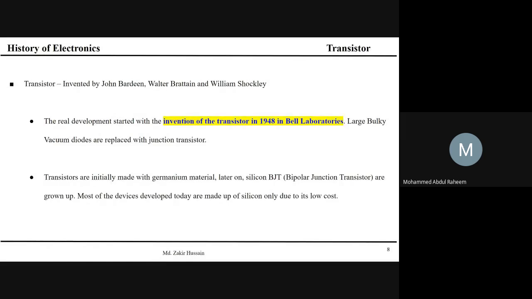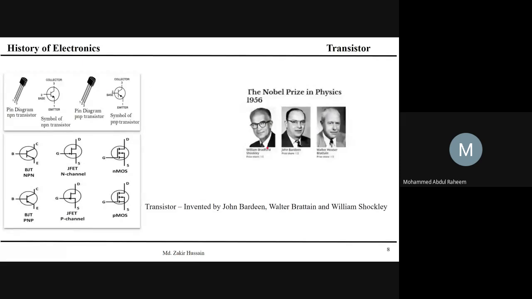Thereafter, in the year 1948, in Bell Laboratories, we have something called BJT, this device being introduced by these guys here, for which they got the Nobel Prize. John, here you see this guy, Walter, and William, the first guy. These people, in the year 1956, introduced this transistor. So this small device has really revolutionized and changed the entire paradigm of the electronics industry.